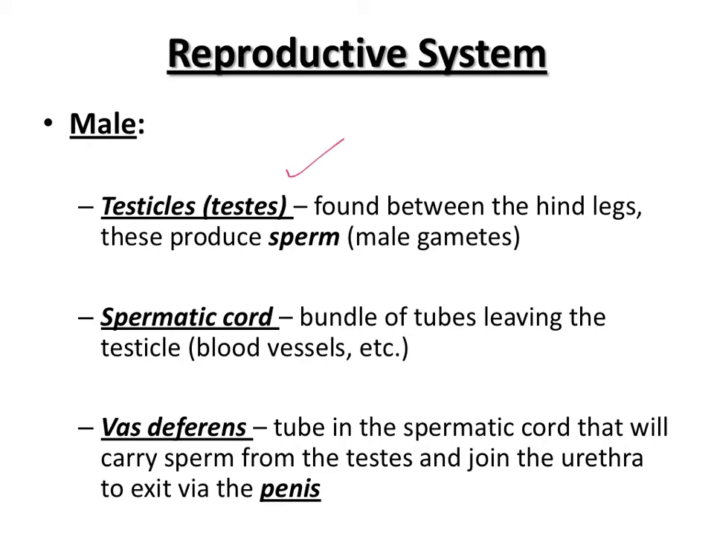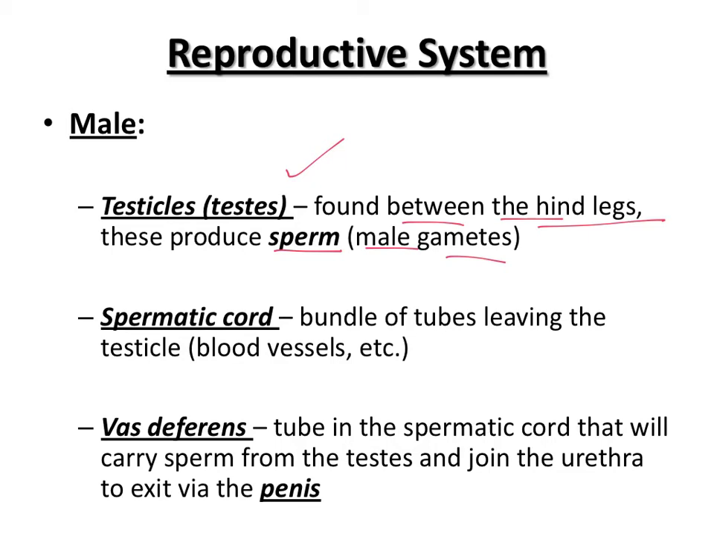The male reproductive system consists of testicles, or sometimes called testes. These are found between the hind legs in all the males of the mammalian group. And these testicles produce sperm, which is your male gamete that we talked about way back when we did meiosis.